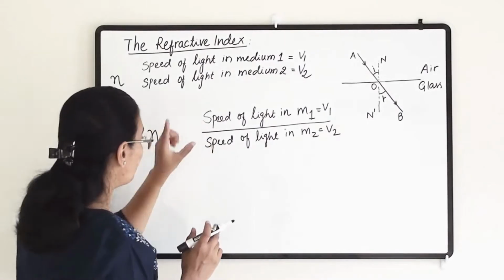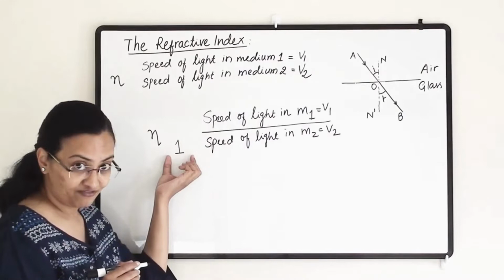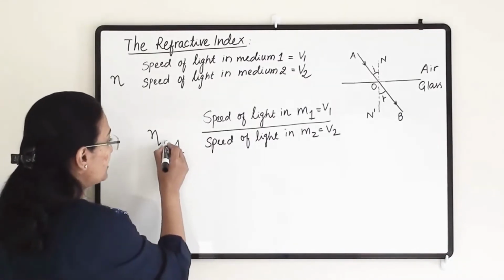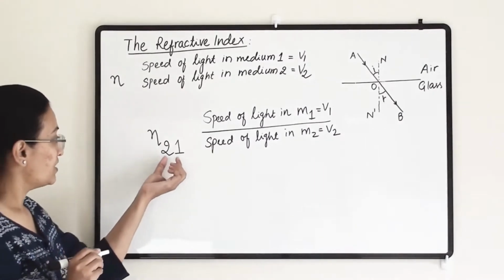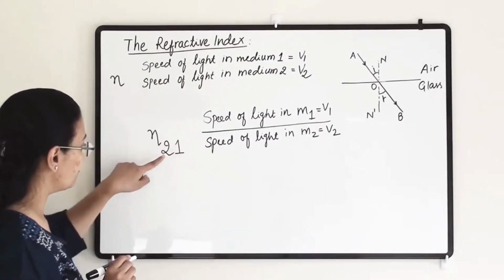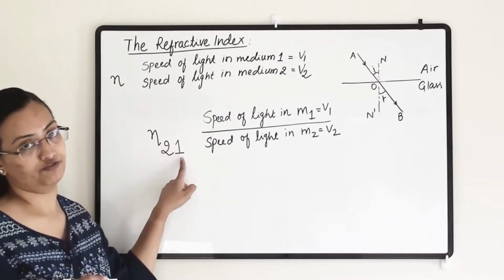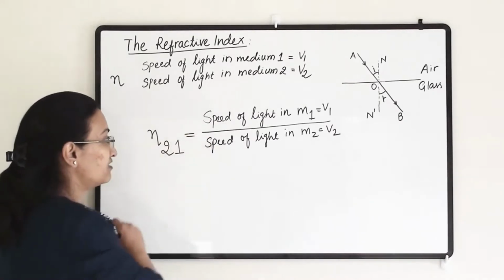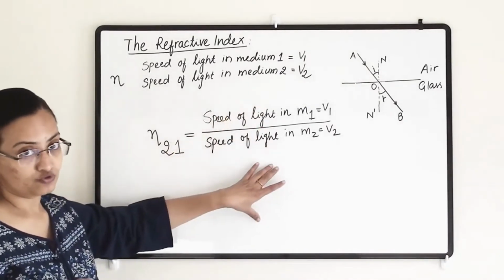So the speed of light in medium 1 we take as a reference, and we find the refractive index for medium 2. So refractive index 2,1 means we are finding it for the second medium with respect to medium 1. That is our ratio of medium 1 divided by medium 2.